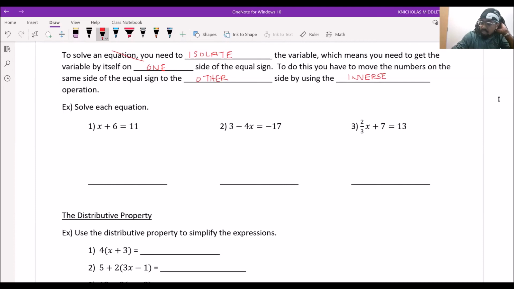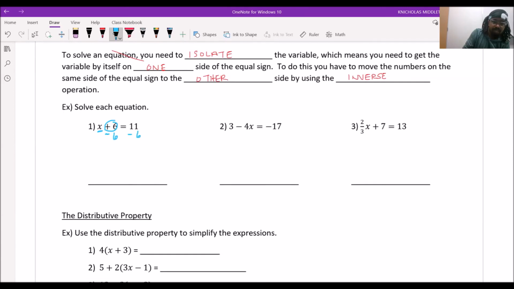So if you have addition, you'll move by doing subtraction. If you have division, you'll move by doing multiplication. So let's go through some examples. Here we have x plus 6 equals 11. I need to isolate x. I need to get x by itself. So I need to move this plus 6. I will move plus 6 by doing the inverse operation. Instead of plus, I'll move it by doing minus 6.